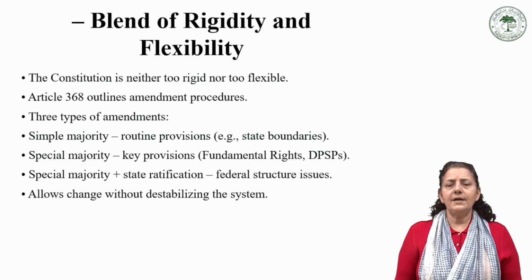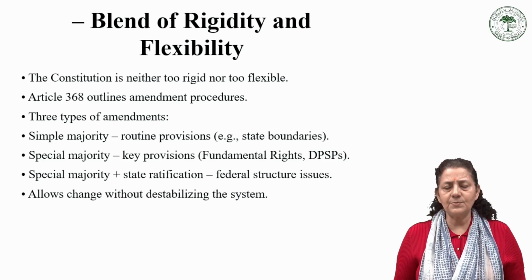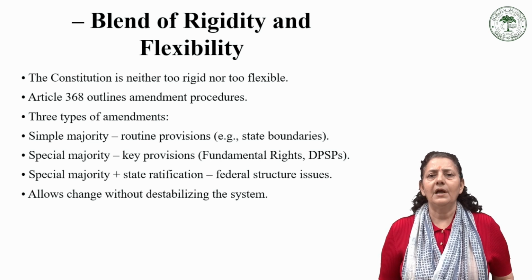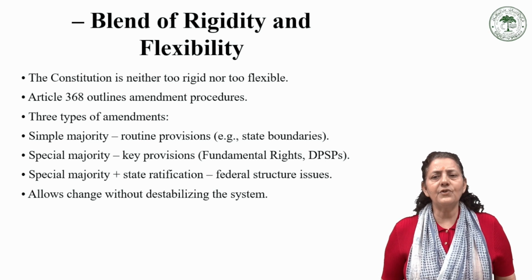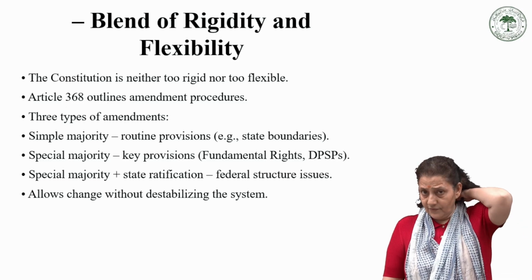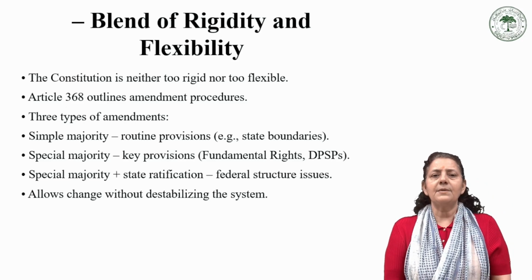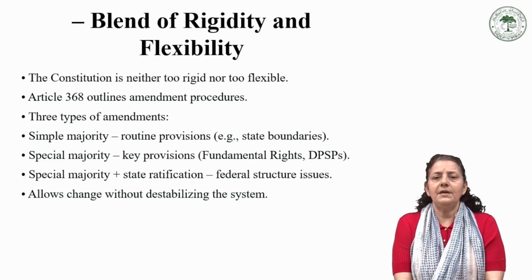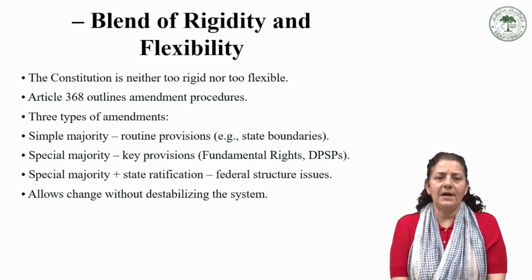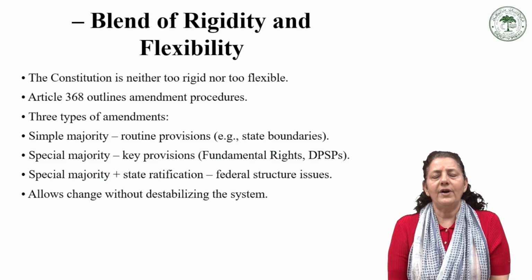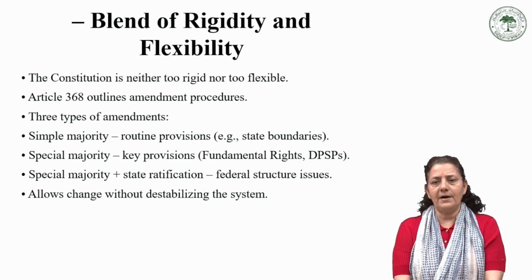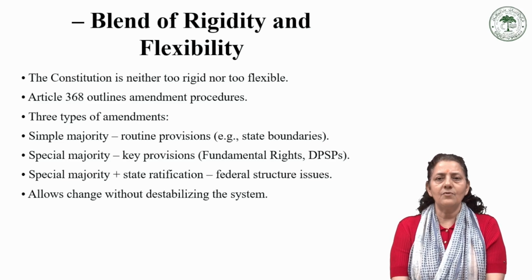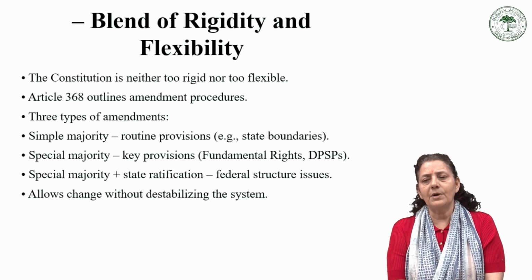The Constitution of India strikes a delicate balance between rigidity and flexibility, ensuring stability while allowing adaptation. Article 368 provides the framework for constitutional amendments. Some provisions, such as those related to citizenship or state boundaries, can be changed by a simple majority in parliament. Others, like fundamental rights or the federal division of powers, require a special majority, two-thirds of members present and voting, and a majority of total membership.